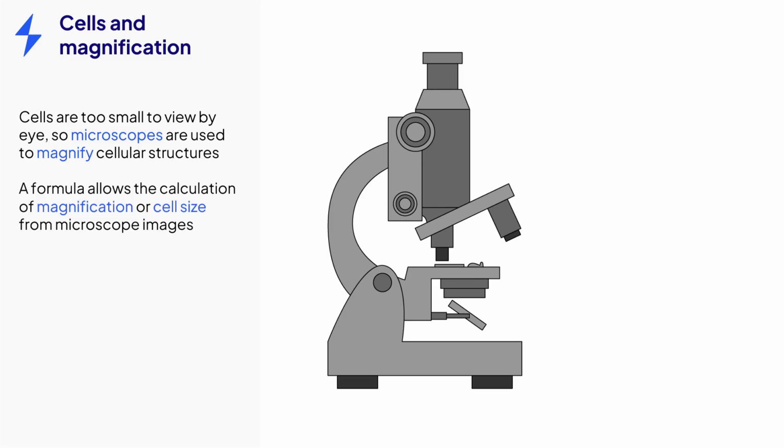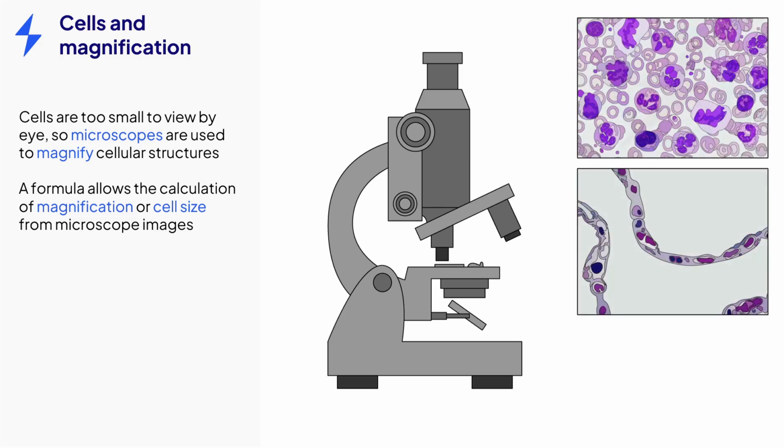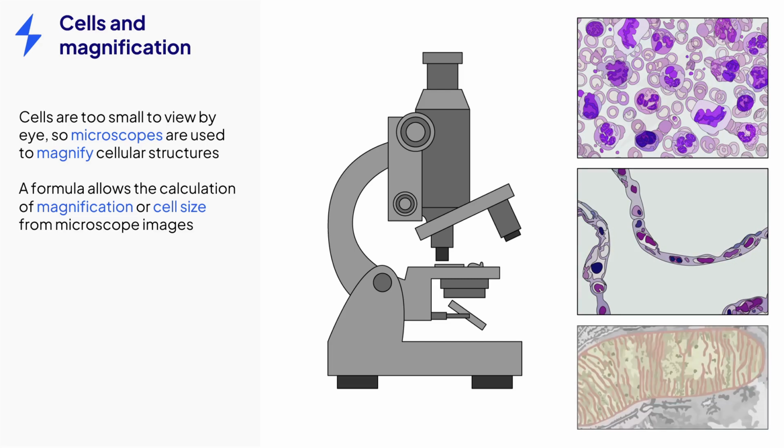A formula can be used to calculate the magnification factor or the actual size of cellular structures from microscope images, such as these micrographs of blood cells, the lining of the alveoli in the lungs, and a mitochondrion viewed under an electron microscope.